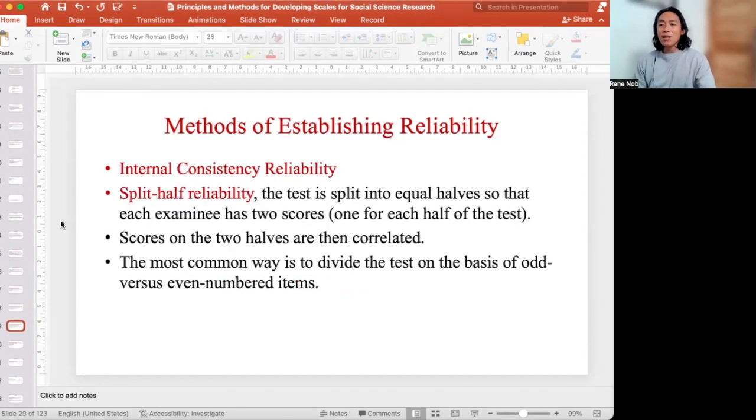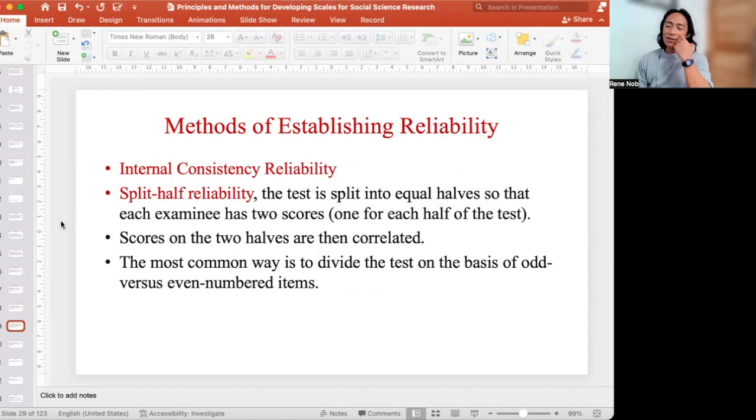The next two are in reference to internal consistency reliability. So in the first one, it measures consistency over time. The second one, consistency over two forms. This one, it refers to the consistency inside the instrument.